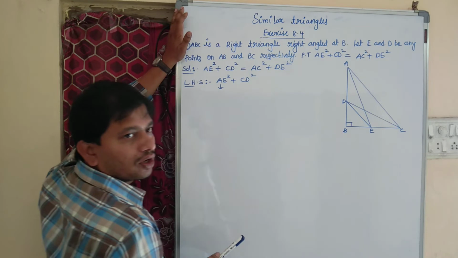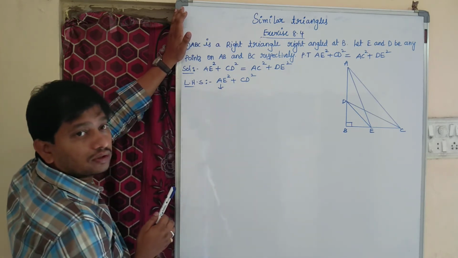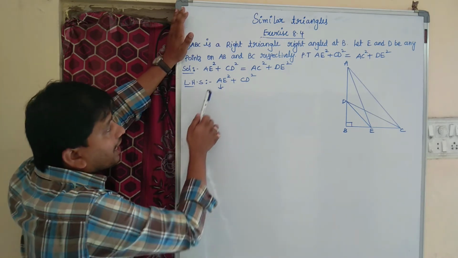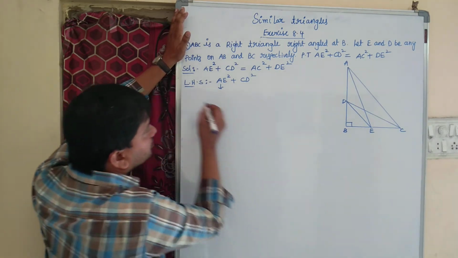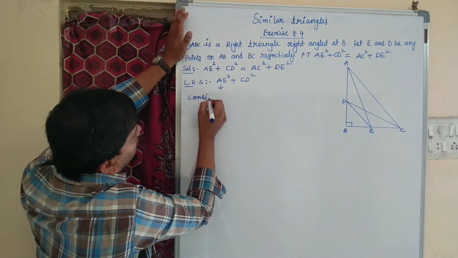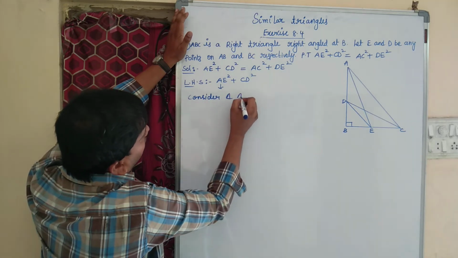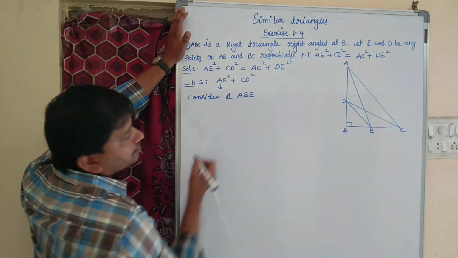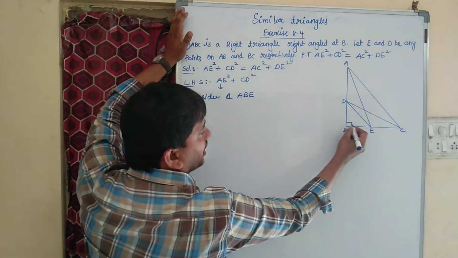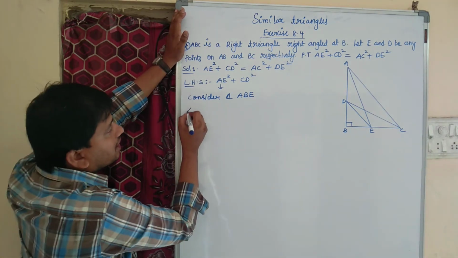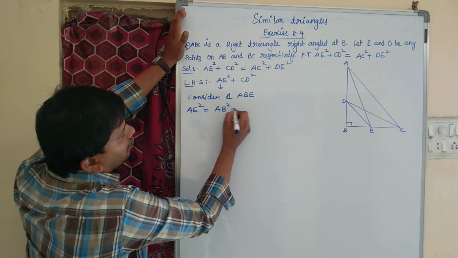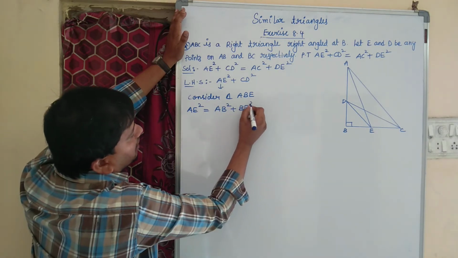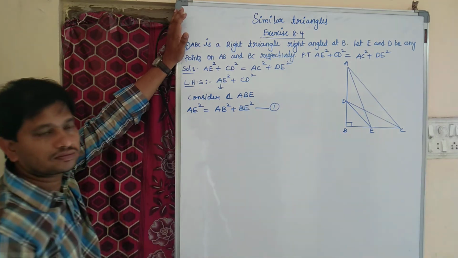AE. So due to this reason, I have AE here, now I will consider triangle ABE. As we know that the right angle is at B, obviously AE is the hypotenuse. The sides are AB square and BE square. This is my equation number 1.